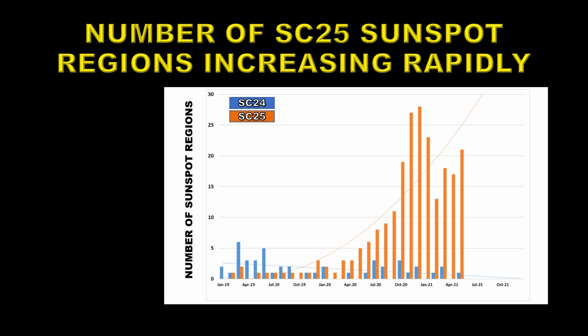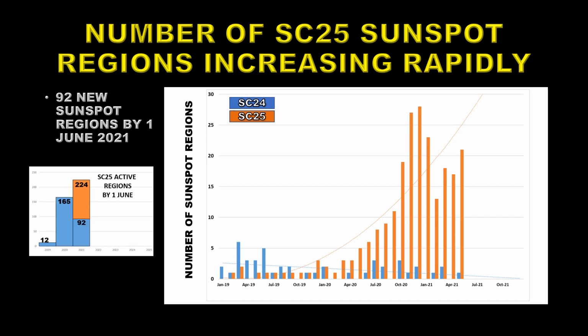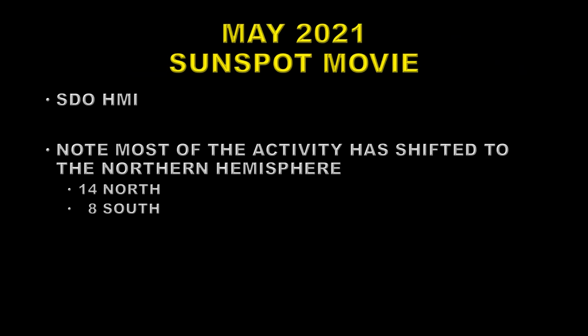With the 21 regions that emerged during this last month, that brings the total for the year to 92. Projecting forward to the end of the year, that would bring our total to 224, which would be a significant increase over the 165 that we had for 2020.